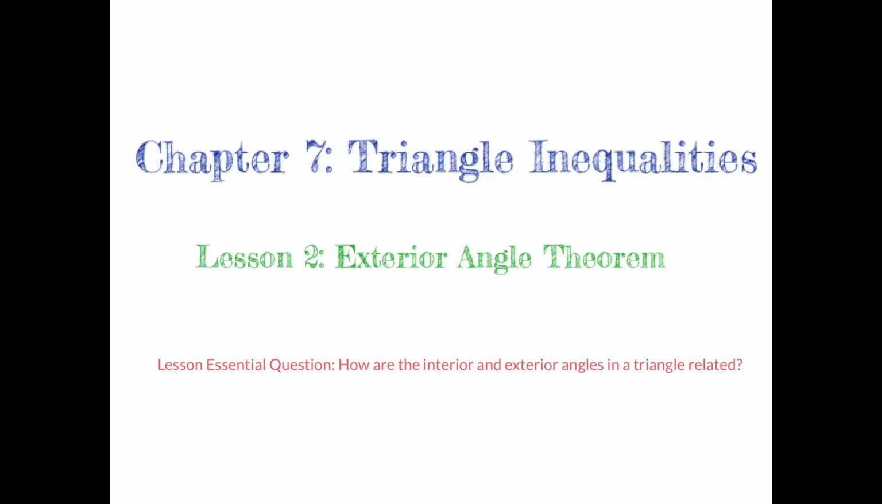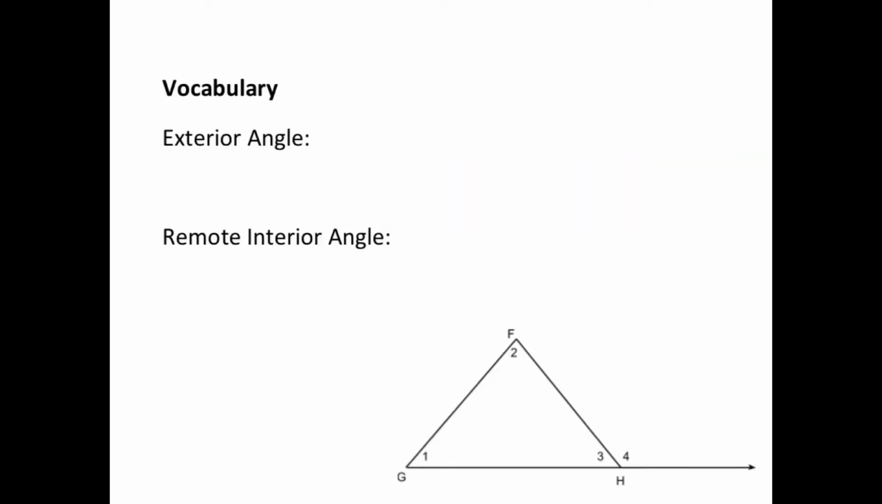Welcome to the video, Chapter 7, Triangle Inequalities. This is Lesson 2 about the exterior angle theorem. This lesson's essential question is: how are the interior and exterior angles in a triangle related? Well, let's first identify what the exterior angles and remote interior angles are.